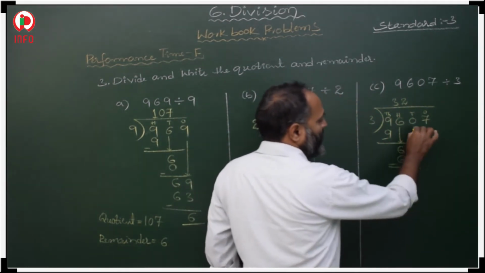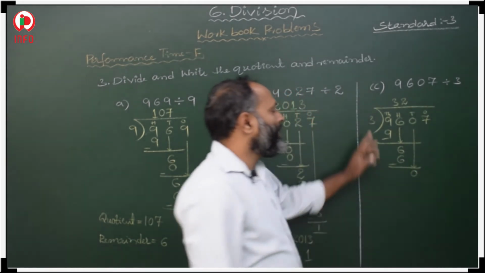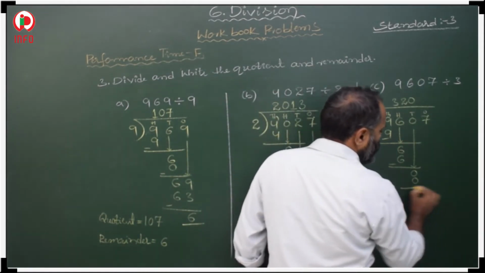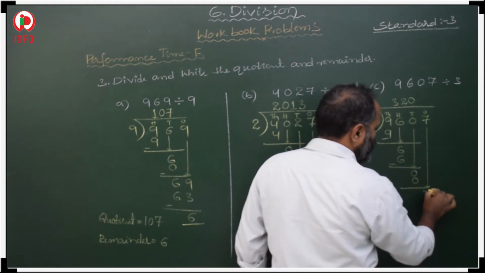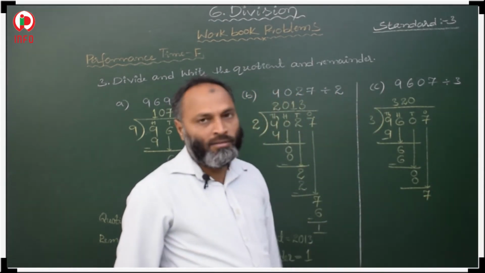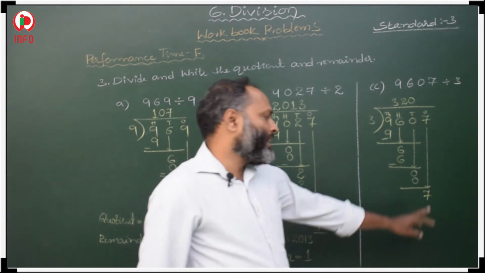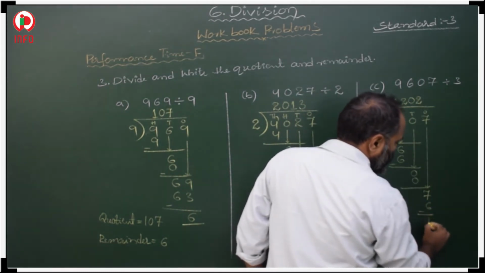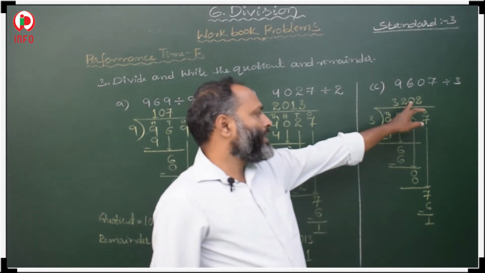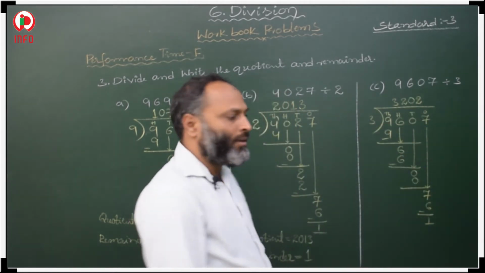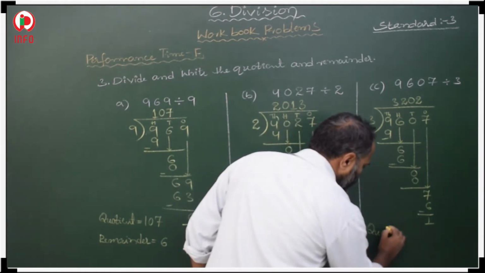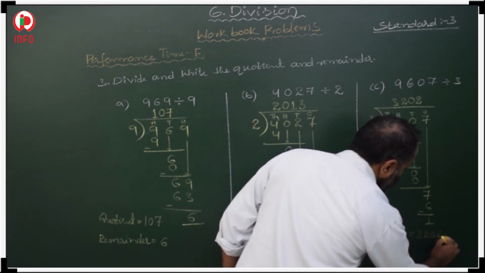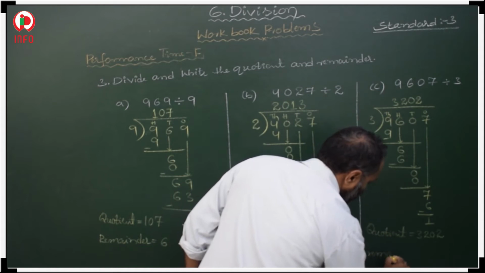6 minus 6, 0. Next tens, 0 tens. In the 3 table, when will you get 0 tens, 3 zeros are 0. Then 0 minus 0, 0. Next 7. In the 3 table, when will you get 7, 3 twos are 6, 3 threes are 9. 9 is greater than this. It means 3 twos are 6. 7 minus 6 is 1. So this is your quotient and this is your remainder. So quotient is 3202 and remainder is 1.